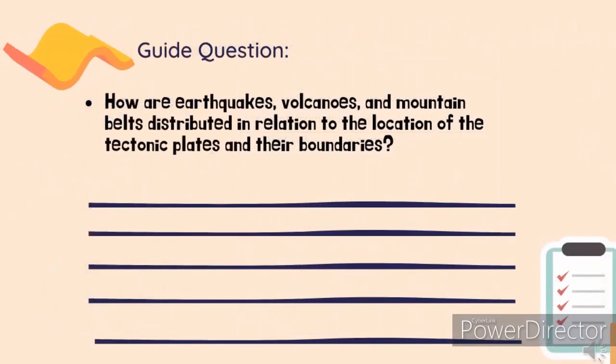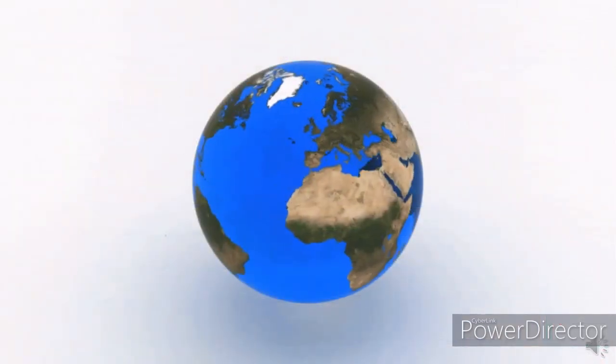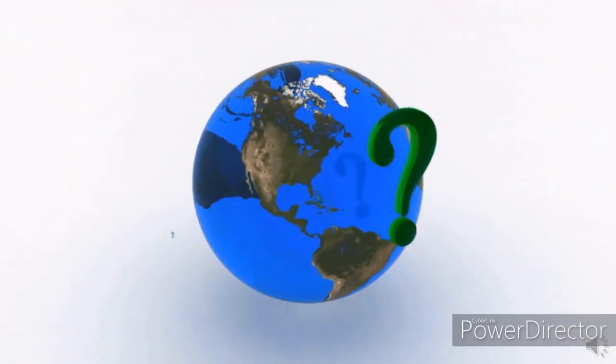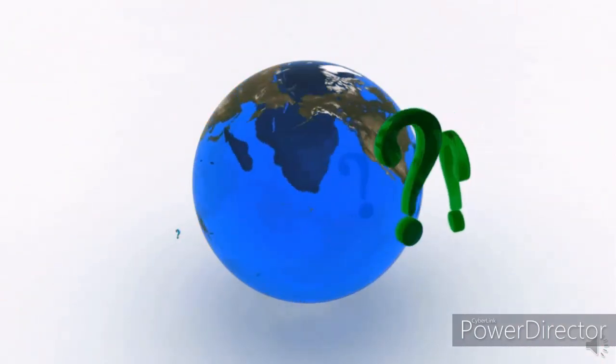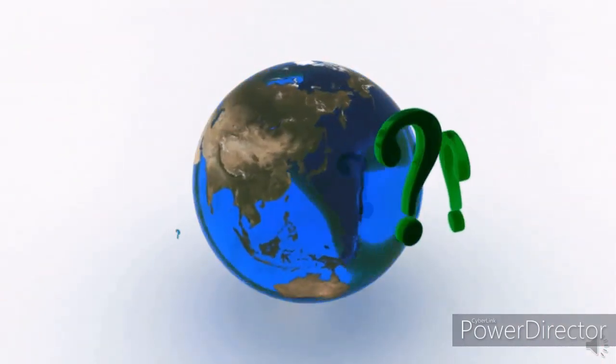After accomplishing tasks 1 and 2, you are going to answer the guide question below. How are earthquakes, volcanoes, and mountain belts distributed in relation to the location of tectonic plates and their boundaries? Since the task given requires ample time to accomplish, you may just send your output through the agreed platform that we have.